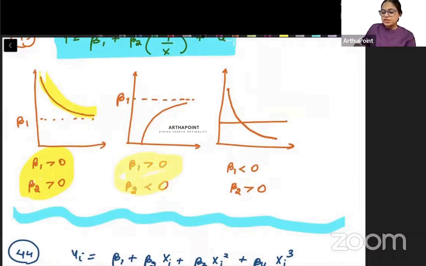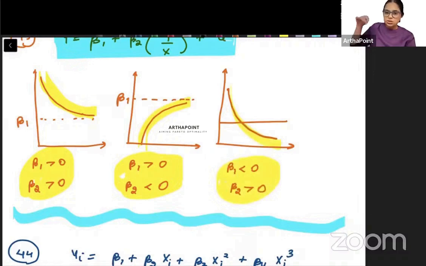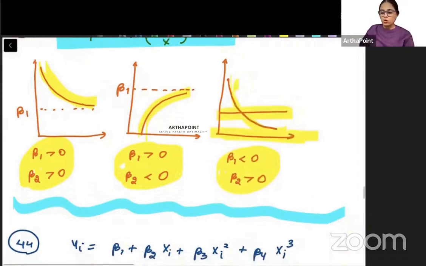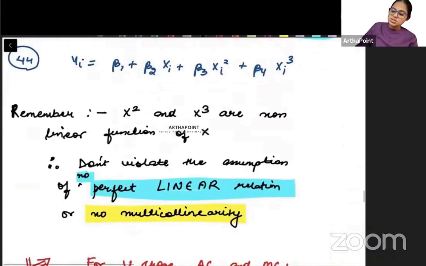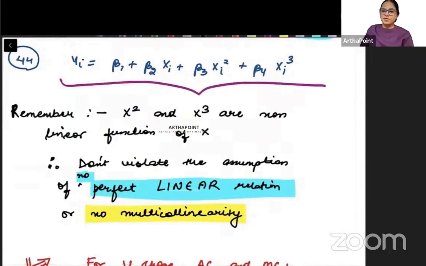If beta 1 greater than 0, beta 2 less than 0, so it's an increasing function. And if beta 1 less than 0 and beta 2 greater than 0, then it is a decreasing function, but it goes below. इसका जो asymptote होता है वो x-axis होता है. Okay. Now this is a cubic function.